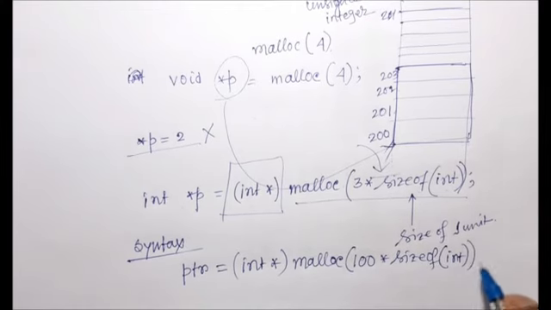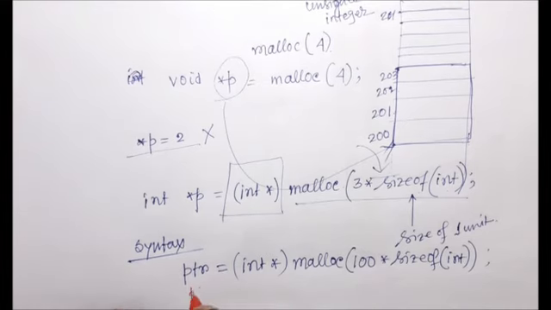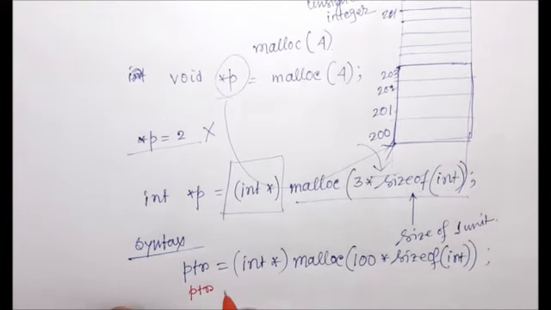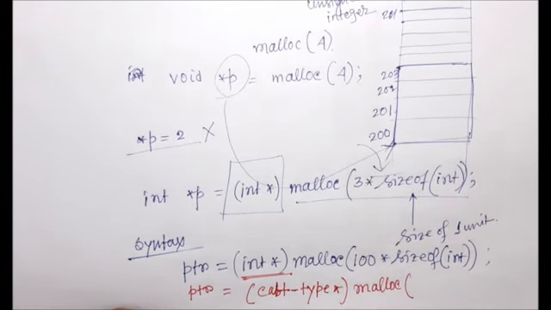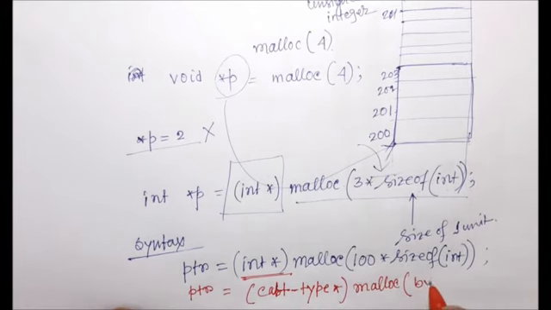So now compare with the syntax. First I have to write the pointer, ptr is a pointer. Then what I have done here is typecasting. So I can write the cast type, what kind of variable I am going to cast to, cast type, then star, then malloc, then size, byte size, right?